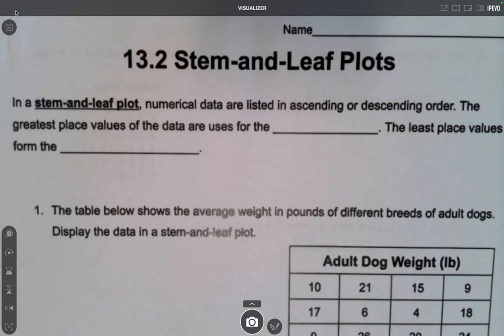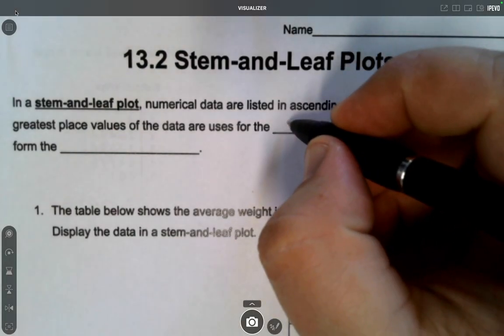In this section, we're going to talk about stem and leaf plots. You may have done them before in an earlier grade, but they're a great way to visually analyze data. In a stem and leaf plot, numerical data are listed in ascending or descending order. It's usually ascending, meaning from least to greatest.